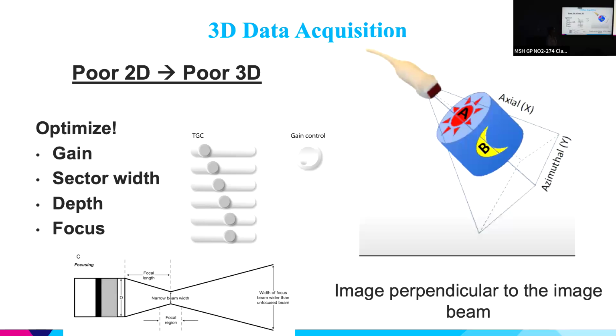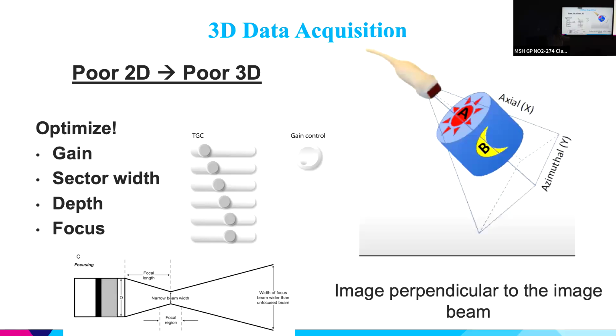So when we talk about 3D, one of the most important things is having a good 2D. If you have a poor 2D, going into 3D is not miraculously going to just clear up your pictures. You do need a good baseline image in order to get a good 3D. So optimize it as best you can. Gain, sector with depth, and focus. I can't stress that enough. Use your TGCs and not your total gain control.